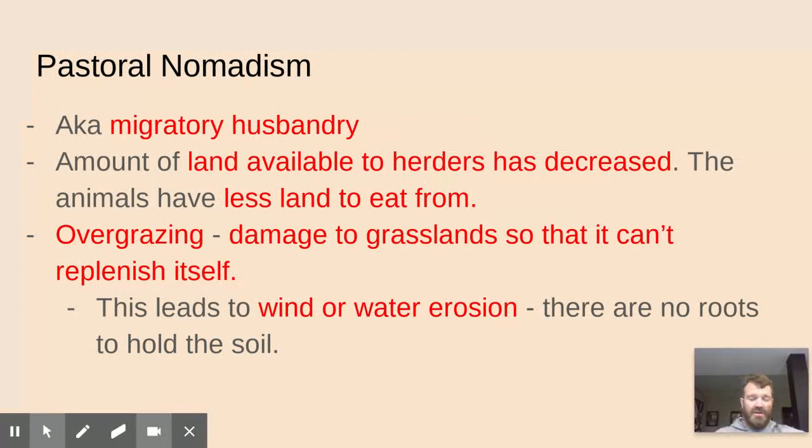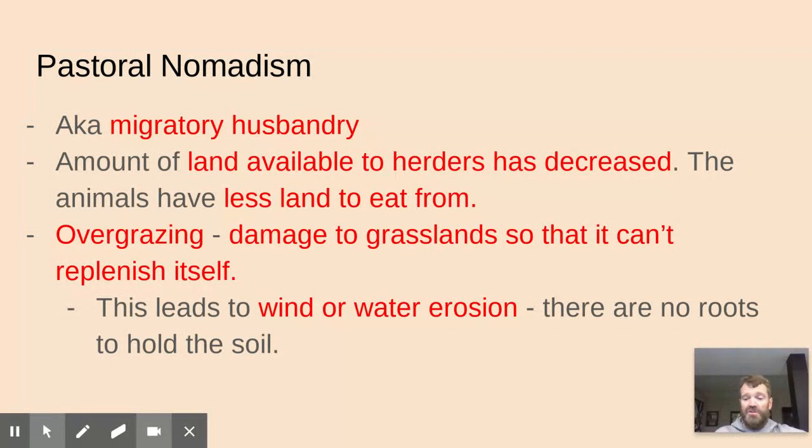So here's that type of agriculture, pastoral nomadism, also known as migratory husbandry, right? It's the same thing, follow the animals. The amount of land available to herders has gone way down. So if everybody used to be on this amount, now that amount's a lot smaller. Since that amount is smaller, more animals are eating it, and so it's just going to continue to shrink, because when you take all the roots out from those plants and the grass that they eat, they have less to eat. And so that's a problem. It continues to get smaller.